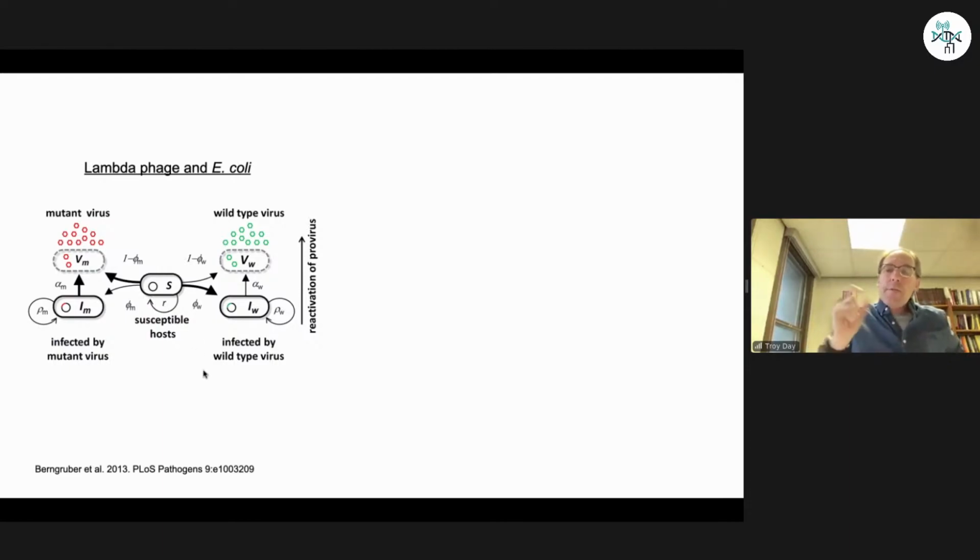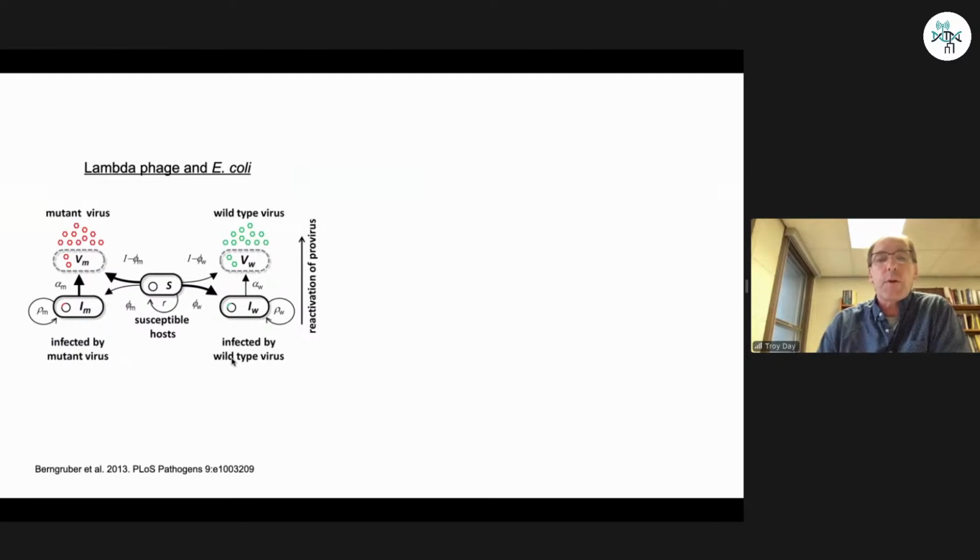And the life history of lambda-phage is one where when it infects E. coli, it can either integrate into the host genome, and it can replicate vertically as the host replicates, or it can lyse the host, burst the host, killing the host and producing a bunch of propagules that can then transmit horizontally. And in this experiment, Berngruber had two different genotypes of the pathogen.